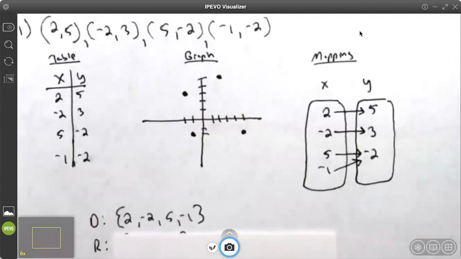So your domain values, and I do not have these in numerical order, but you should have written -2, -1, 2, and 5. And your range is -2, 3, and 5 in numerical order. And yes, it is a function. Every x value is paired with only one y value.